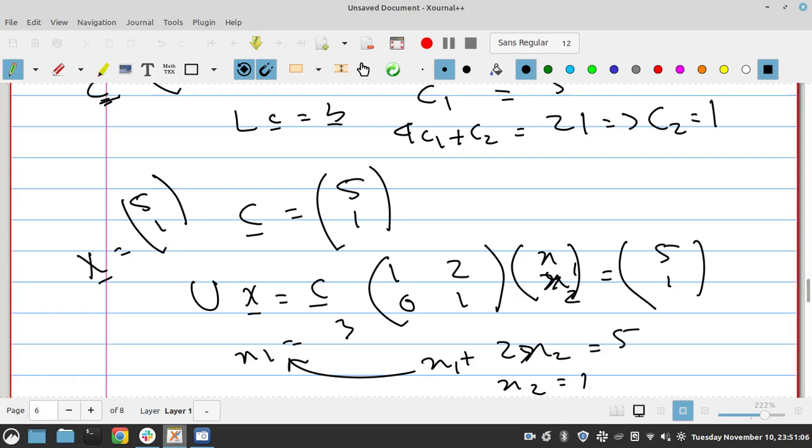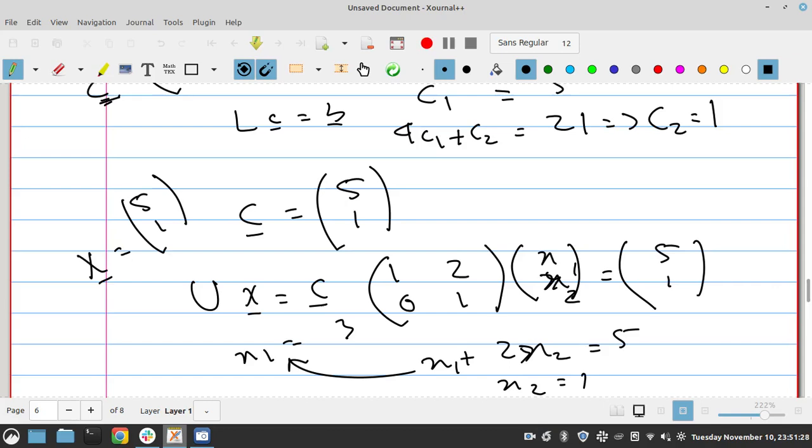Okay, so this works better when you're working with very large matrices. You can see the advantage of the method more easily in that case. Okay, so let's do another example.